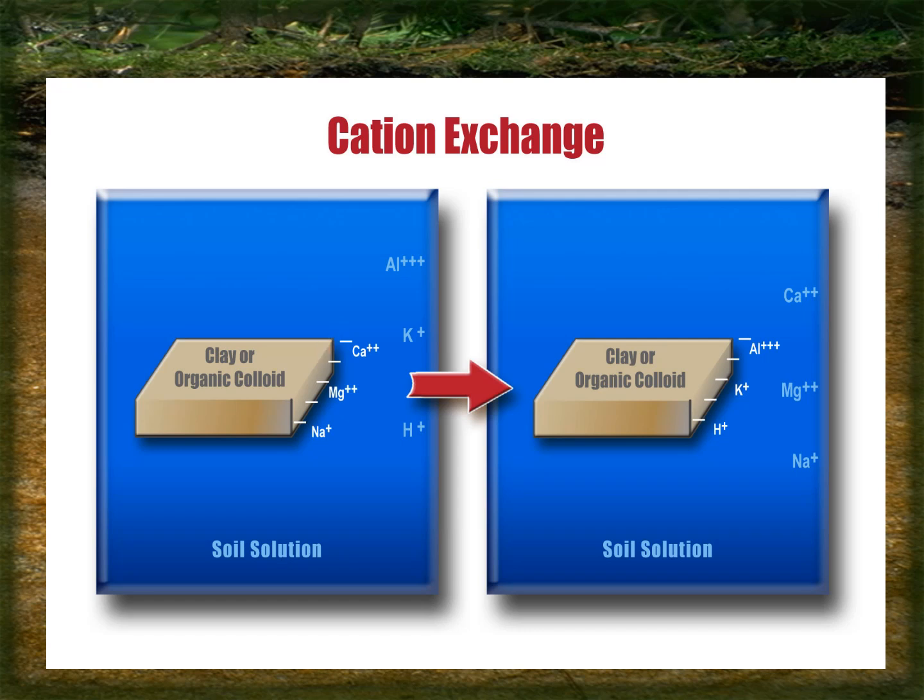Now, that doesn't mean that exchange cannot occur. If you've got aluminum, potassium, and hydrogen out in the bulk soil solution, those can exchange and kick the other elements off of the exchange site because there's an equivalent amount. So this is just an example of how exchange can occur in the soil.